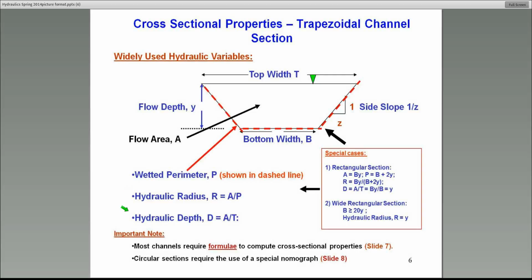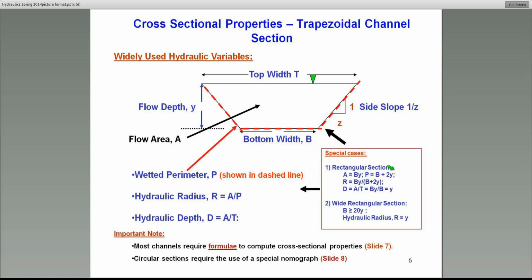The hydraulic depth, D, which is used occasionally, particularly in the definition of what we call the Froude number, is equal to A over T. That's the cross-sectional area divided by the top width. There are some special cases I've shown in this insert you might want to look at. For example, for the rectangular cross-section, the area is BY, and the wetted perimeter is B plus 2Y. That's the bottom width plus 2 times the depth. Remember, the side slopes are vertical. And the hydraulic radius is A over P, so its cross-sectional area BY divided by the wetted perimeter B plus 2Y, which is shown right here.